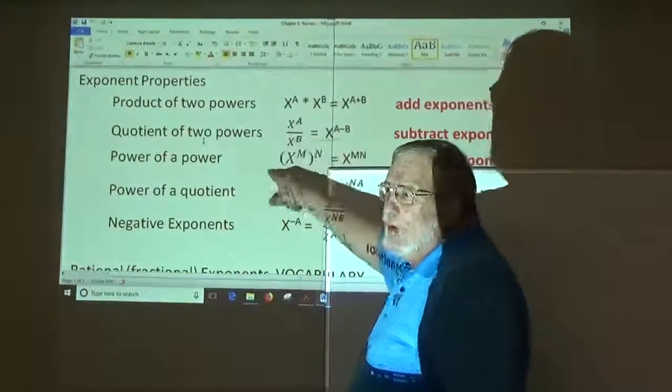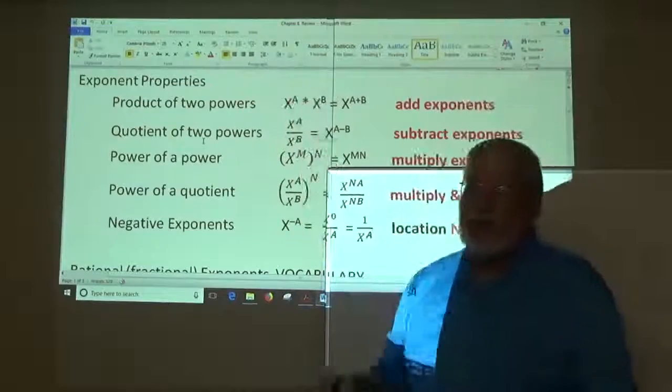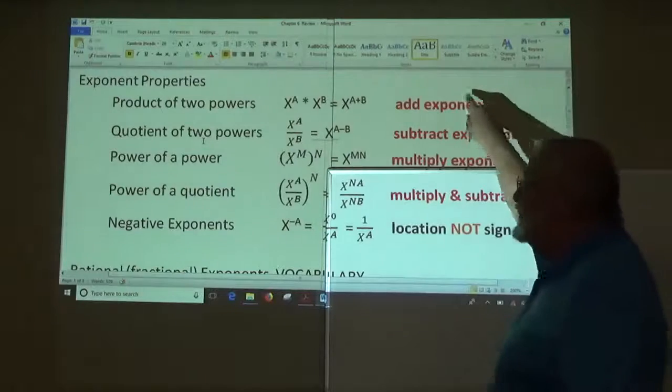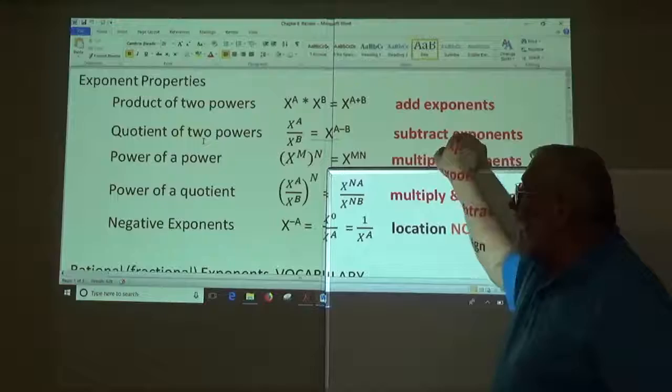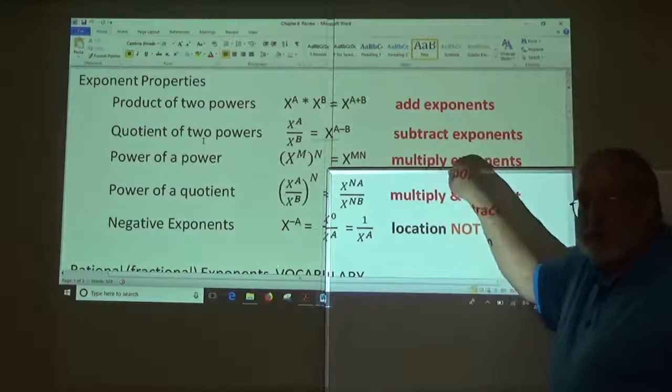Properties of exponents. All right, whenever you have a product, what do you do with the exponents? You add the exponents. Whenever you have a quotient, what do you do? Subtract them. When you have a power of a power, that's when you multiply.